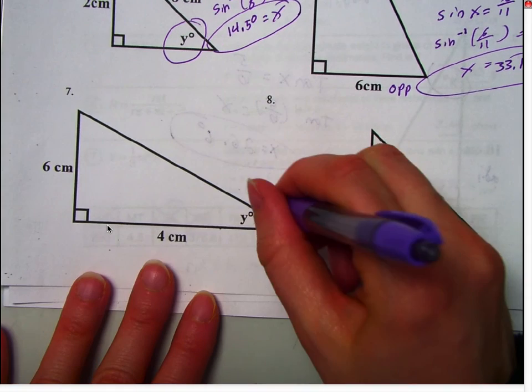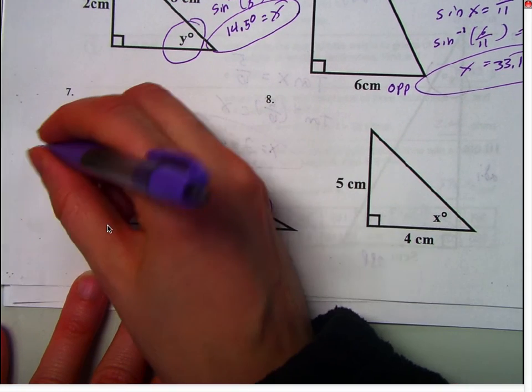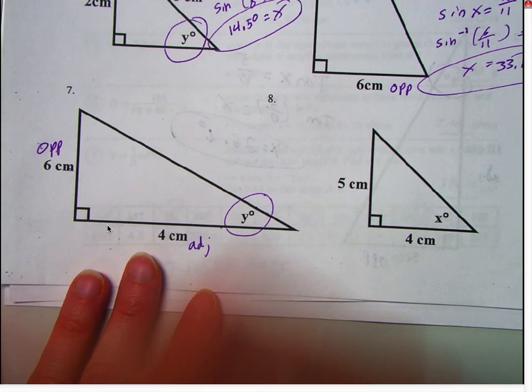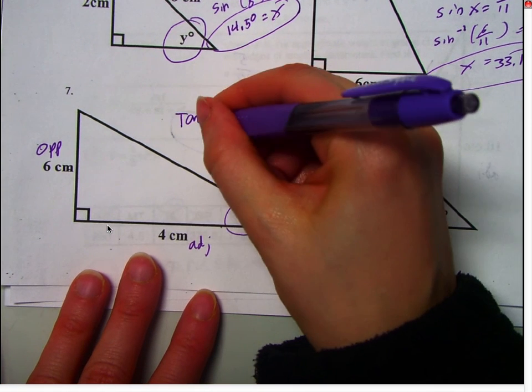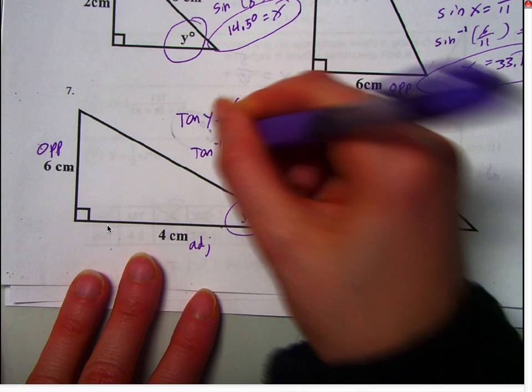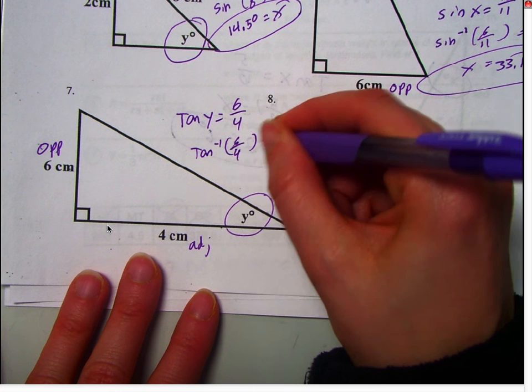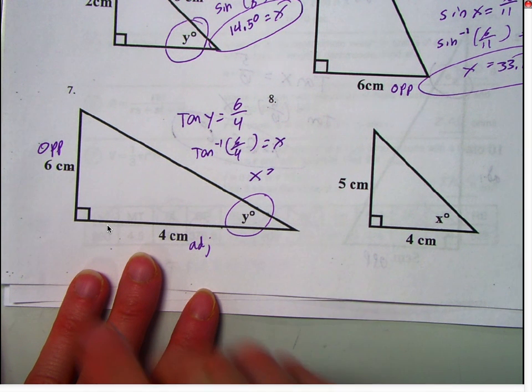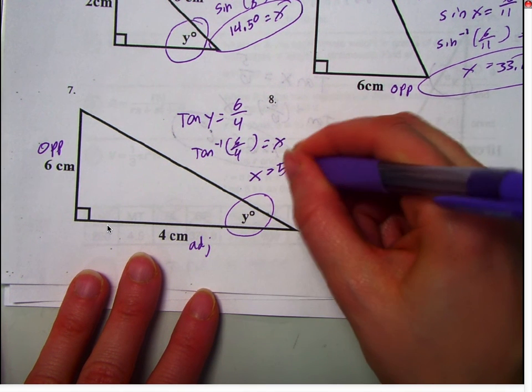Number 7, we've got the angle. This is my opposite. This is my adjacent. So what do I got, guys? Tan. Good. Tan of y equals opposite 6 over adjacent 4. So inverse tan, 6 divided by 4 equals x. So x equals inverse tan, 6 divided by 4 gives us 56.3 degrees.